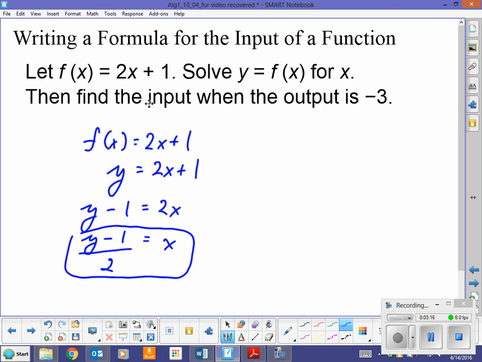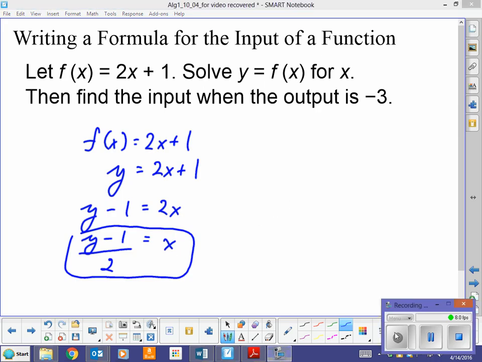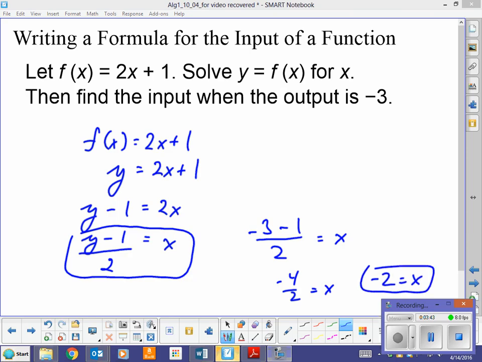And then find the input when the output is negative 3. Okay, so the output they're referring to, of course, is the y. So negative 3 minus 1 over 2 equals x. Finding the input, negative 3 minus 1 is negative 4 over 2 equals x. So x equals negative 2. Okay, so that's an example of writing a formula for the input of a function: set it equal to y, then solve for x.